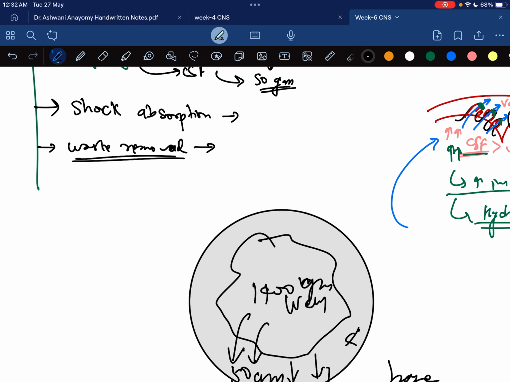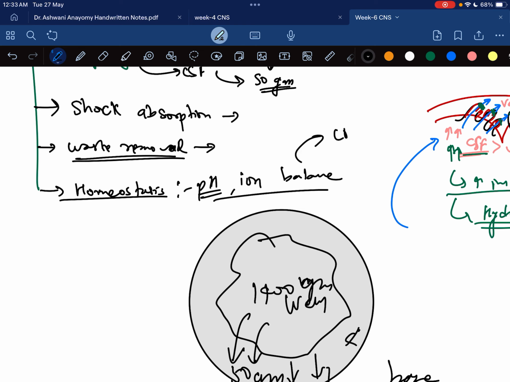So another one is homeostasis. It maintains the environment, maintaining pH and ion balance so that the whole CNS neurons work functionally, finely, and better.